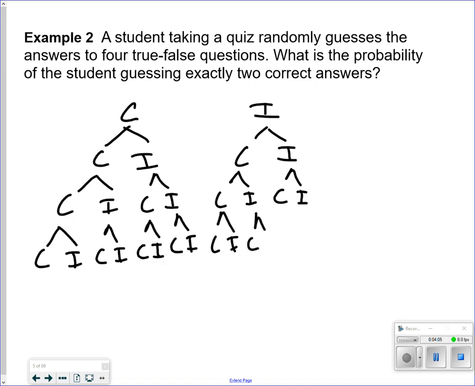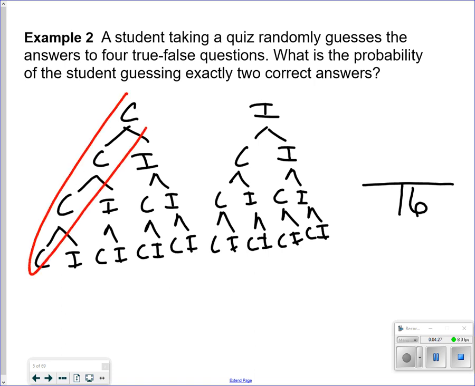And I know this is a lot of C's and I's here, but I'm trying to give you an indication. So now, looking at the bottom, that'll tell you how many there are. So they have 1, 2, 3, 4, 5, 6, 7, 8, 9, 10, 11, 12, 13, 14, 15, 16 possible outcomes. For example, I could get correct on all 4. So circling it, this is one possible outcome.